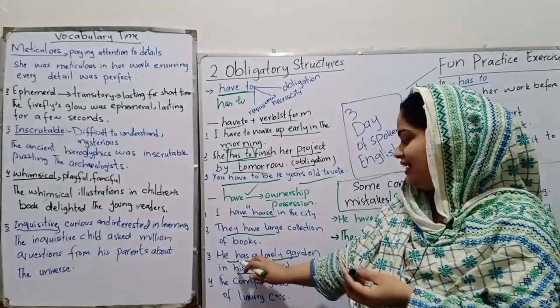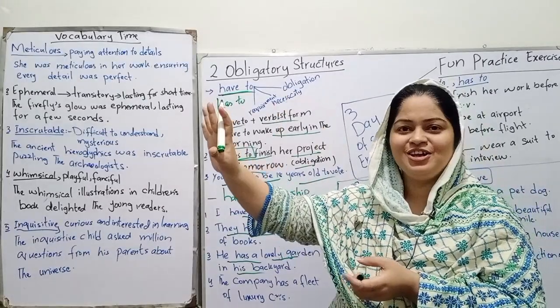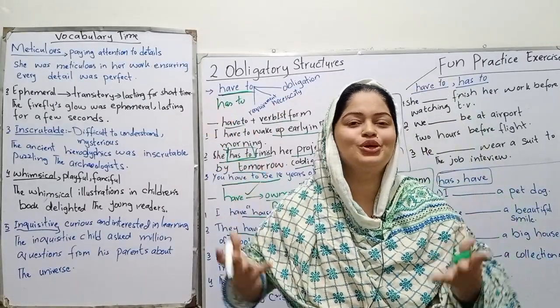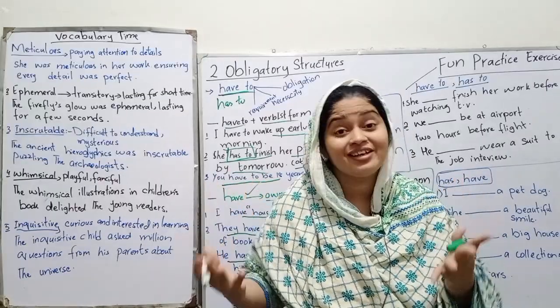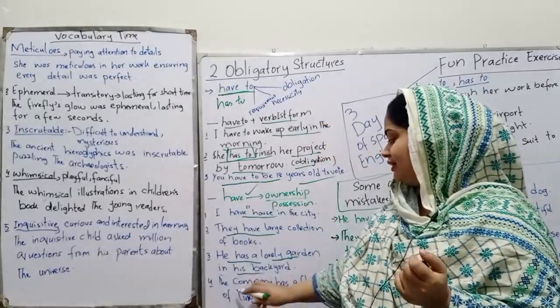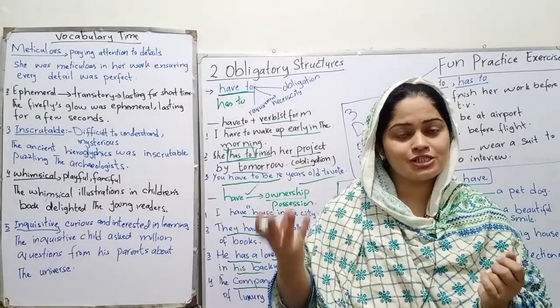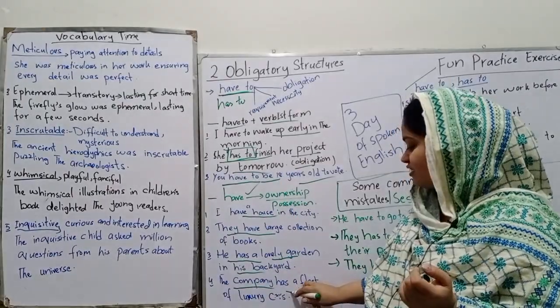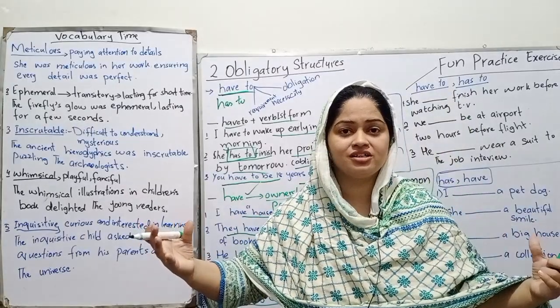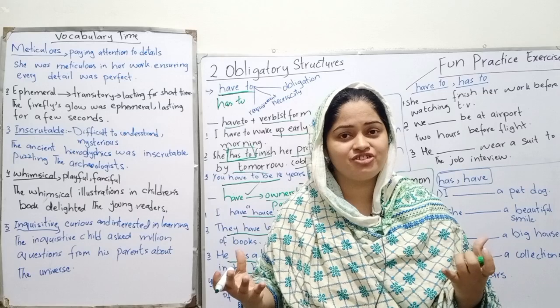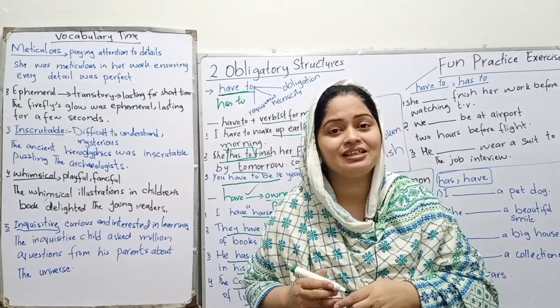For example, he has a lovely garden in his backyard. How beautiful would be the garden? A beautiful garden, a stunning garden. Now, the company is also singular. So, the company has a fleet of luxury cars. A fleet of luxury cars means a collection of luxury cars. Do you understand this concept?